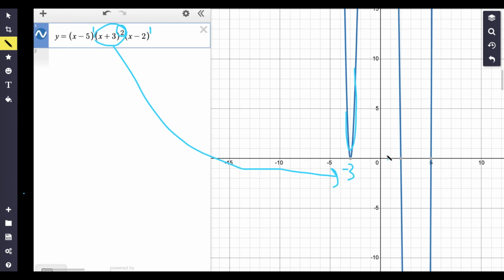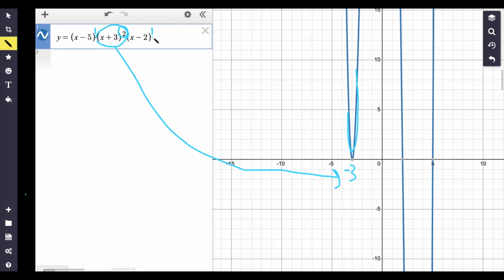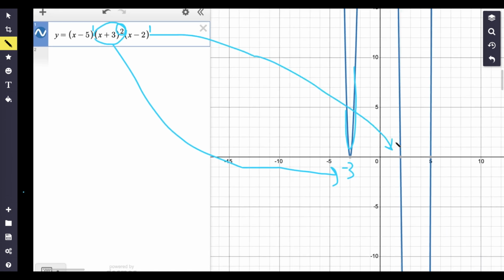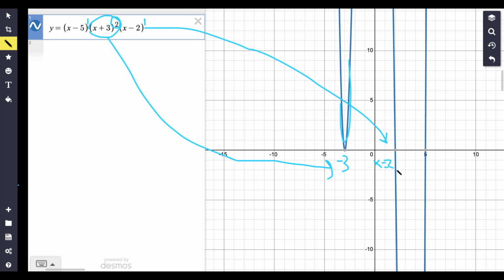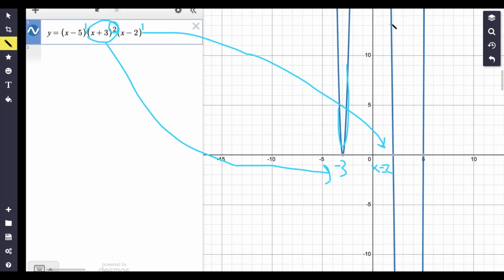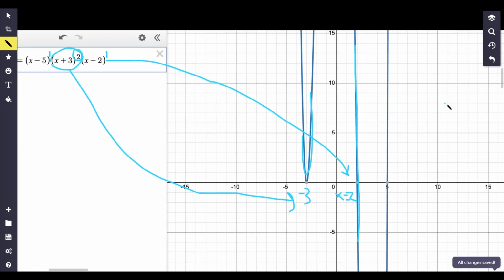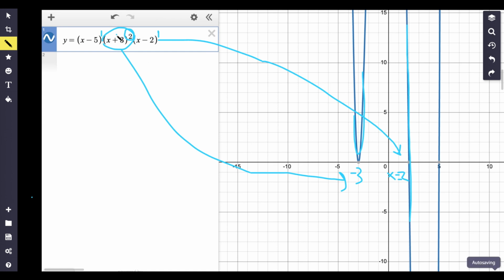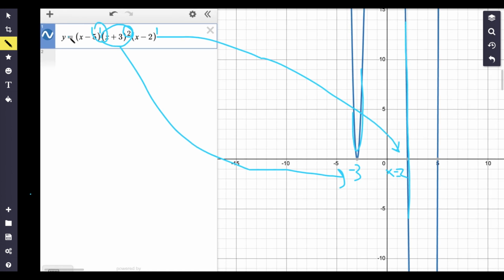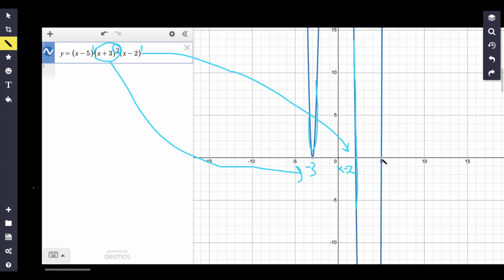While when you have something like (x − 2) to the first power, this corresponds to the root at x equals 2. And at x equals 2, it crosses the x-axis, in this case from the positive section to the negative section. Once again, you look at (x − 5) to the first power, and you notice that it crosses from one section to the other, or crosses the x-axis, because the exponent of this factor is odd.